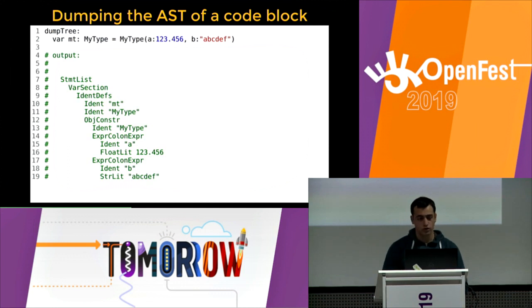We can also do some other cool stuff, like in this case, we can call dump tree on a code block. And in this case, this code block is making a new variable of some type, and it's initialized with some constructor. And the output of this code would be something like this. We have a statement list which has a single statement, which is the var section, and inside of it there are a few identifiers, which are the name of the variable and also the type, and then there's an object constructor. So we can inspect the AST which the compiler sees of our program, and we can inspect it so easily.